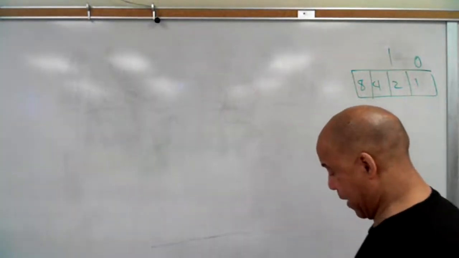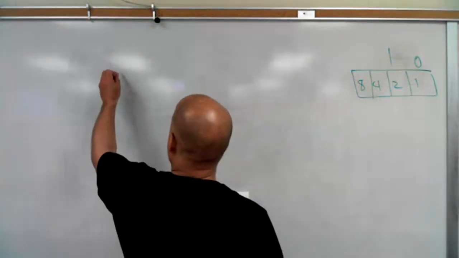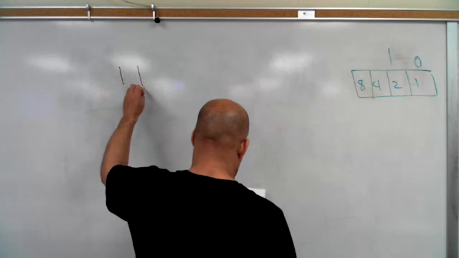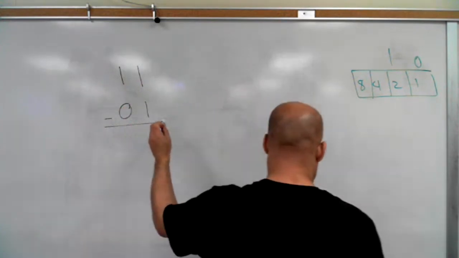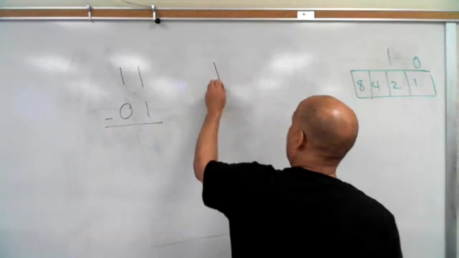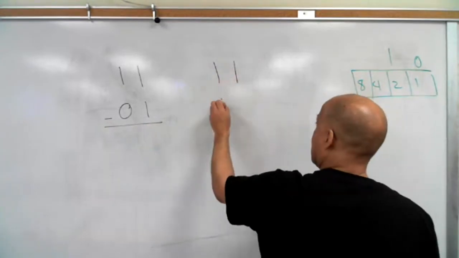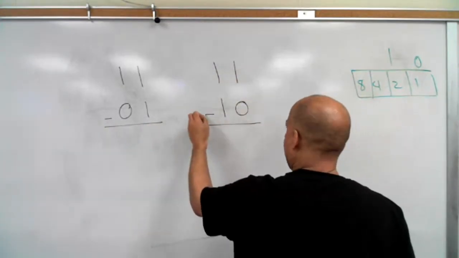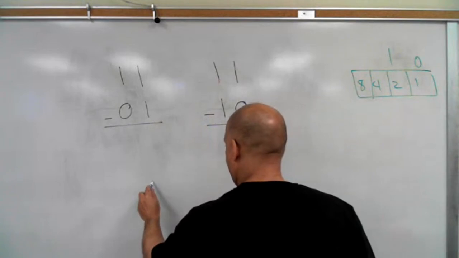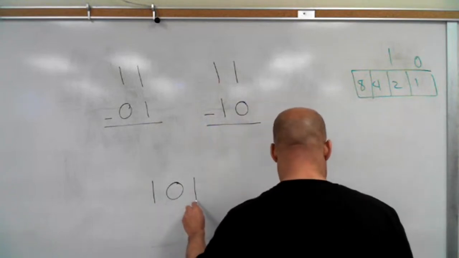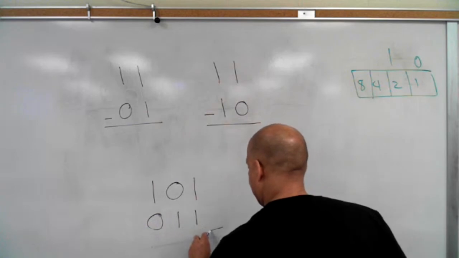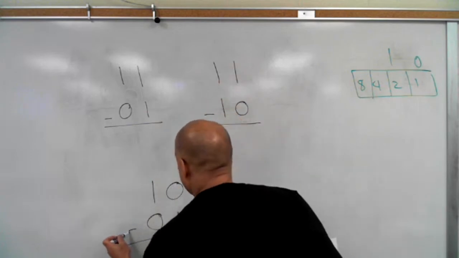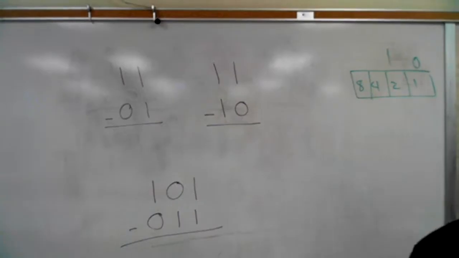All right, so my examples are here. We got a 1, 1, like that. Subtract that. We got a 1, 1. Subtract that. And then we got a 1, 0, 1. Subtract this. Okay, so go ahead and take a minute and do that.